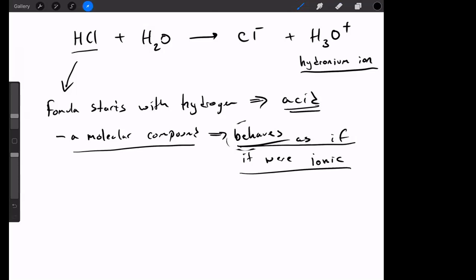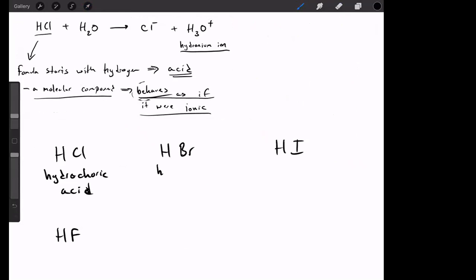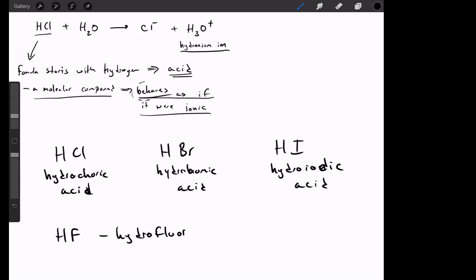So what are these acids again? Let's look at the different acids that we already wrote down. HCl, HBr, HI, and HF. This is hydrochloric acid. This is hydrobromic acid. This is hydroiodic acid, and this is hydrofluoric acid.